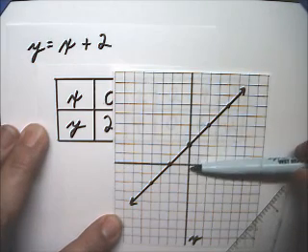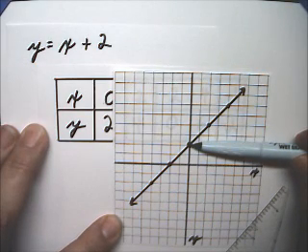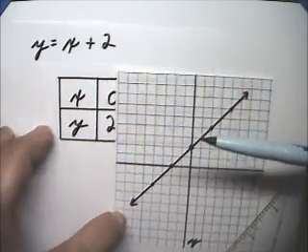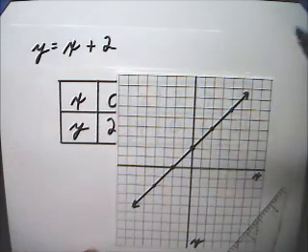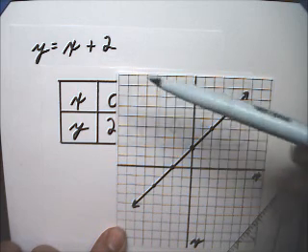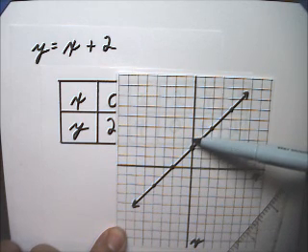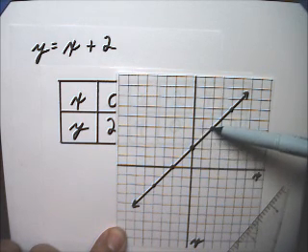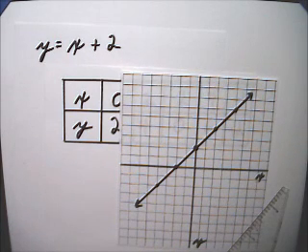This plus 2 means it's 2 up from the origin. This is called the y-intercept. The y-intercept is 2. If you know anything about slope, you'll see the slope is 1. It goes up 1 and to the right 1, up 1 and to the right 1. So that's how to graph that line.